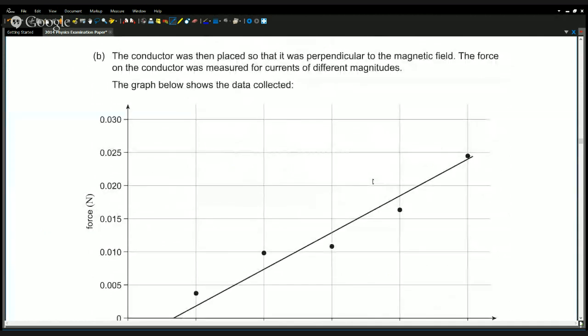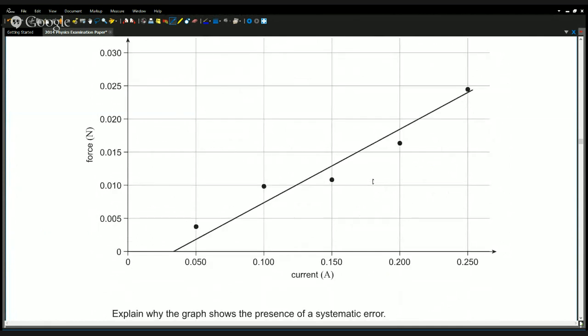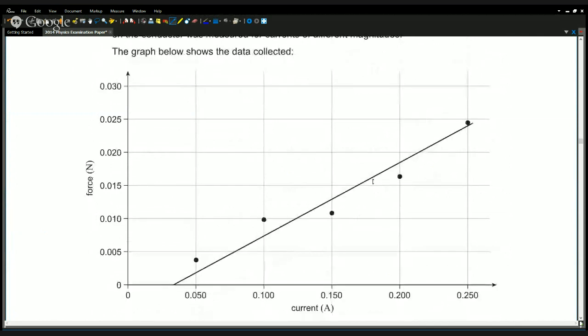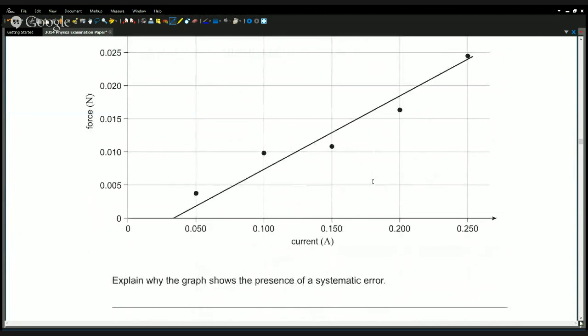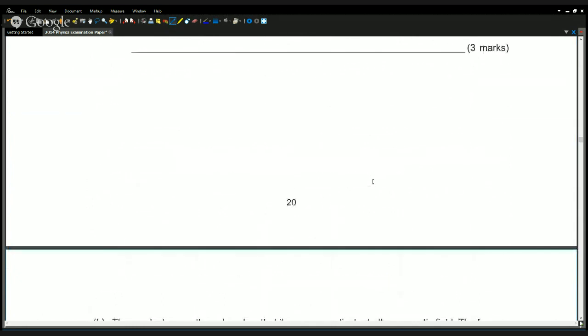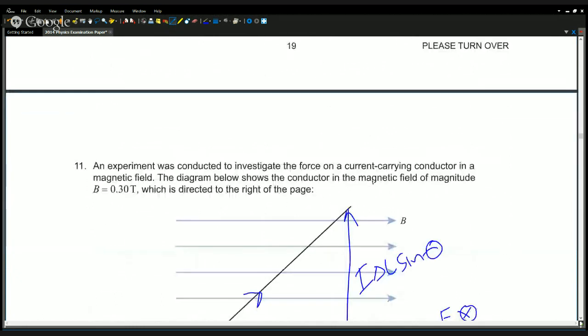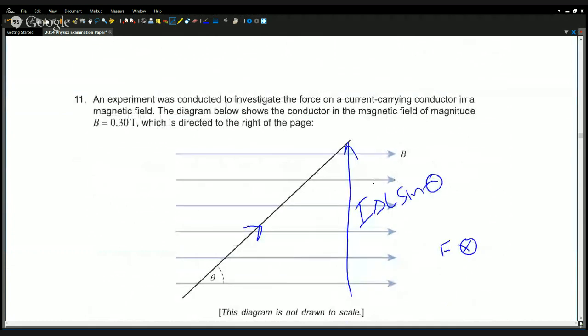Conductor was then placed so it was perpendicular to the magnetic field. The force on conductor was measured for currents of different magnitudes. Okay, so we got that. Explain why the graph shows the presence of a systematic error. All right, so let's have a look at, so it's placed perpendicular. How is it measured?